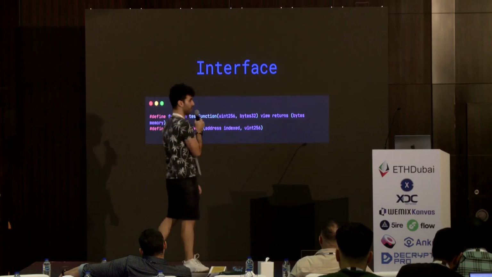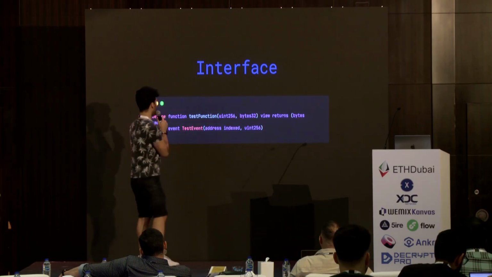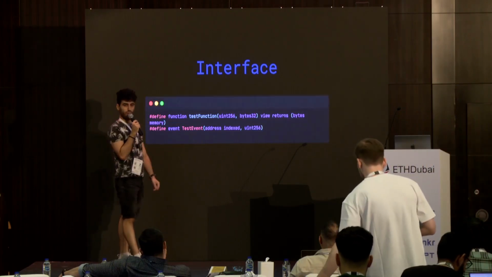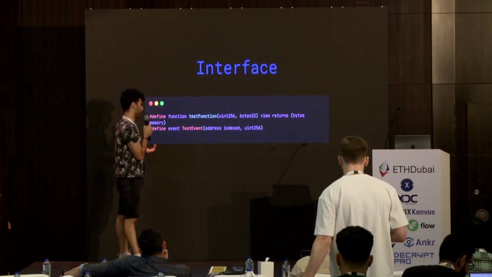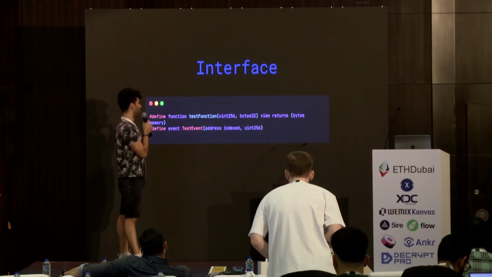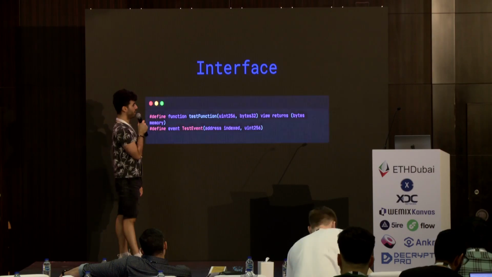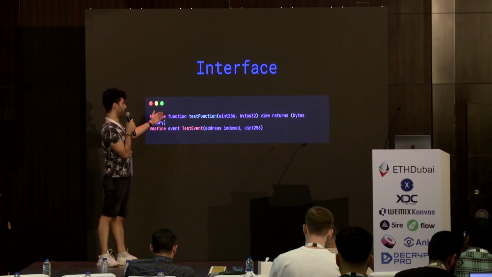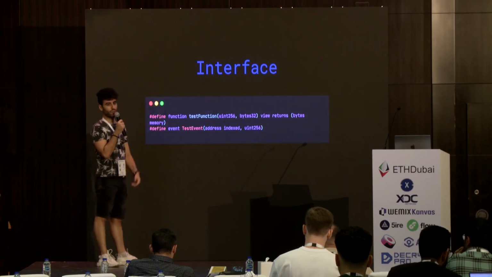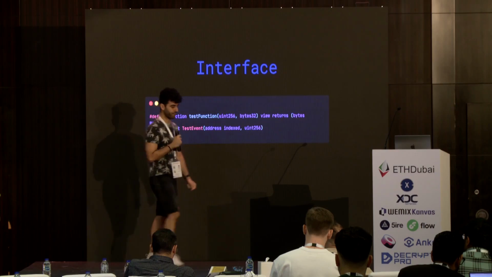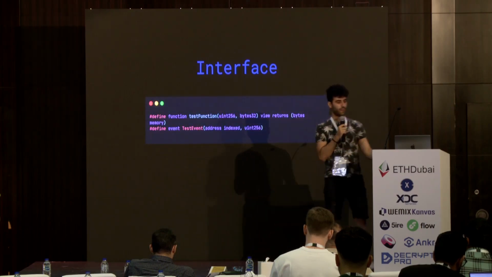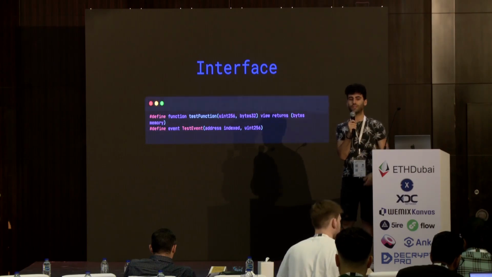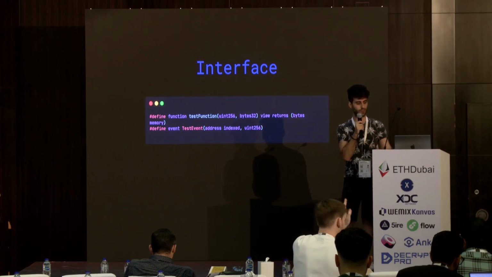So in Huff, you can declare interfaces, for example, for functions, for events, and for errors. So it works more or less the same as Solidity would do. And what this will be used for later is that you can generate a signature of your function, for example, and you can use that in the code later. And also, you can generate an ABI in Solidity that you can use, for example, for testing or such things.